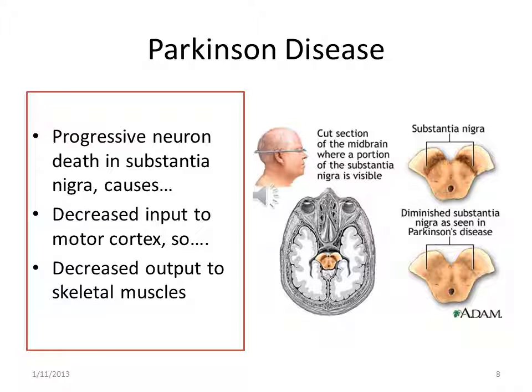In Parkinson's disease, there is death of neurons in the substantia nigra. And so if you look at the midbrain of someone with Parkinson's, you will see that there is an absence of black stuff or melanin in the substantia nigra. That causes decreased output to motor cortex and therefore decreased output to skeletal muscles, causing the signs and symptoms of Parkinson's, which are coming up on the next few slides.